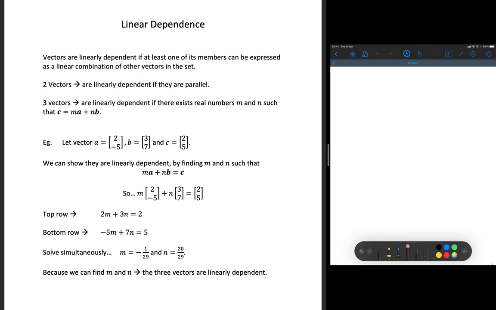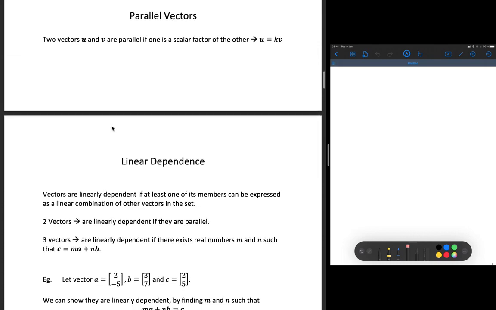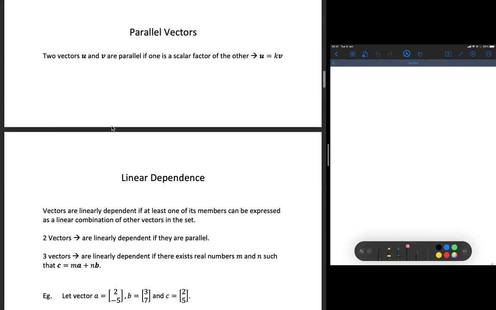So when you've got two vectors, we know they're linearly dependent if they're parallel. But when there's three vectors, we have to prove that the formula that's given here, C equals MA plus NB, where A, B and C are all vectors, yields a result. So then we need to find a value of M and N that are scalars that make this true. So I'm going to just scroll down to this, and I'll do this example here and hope that I get the same answer that's in the summary.